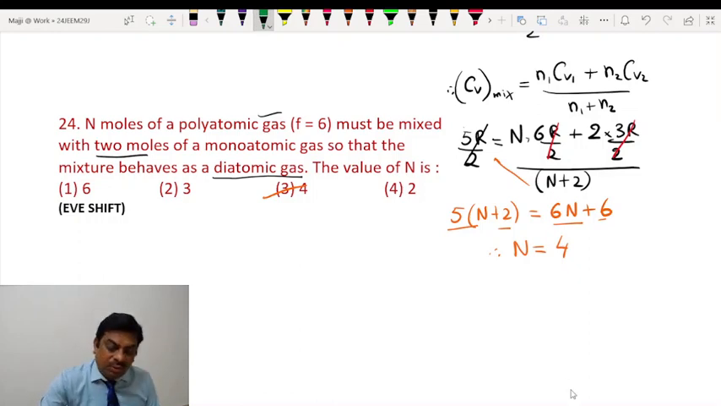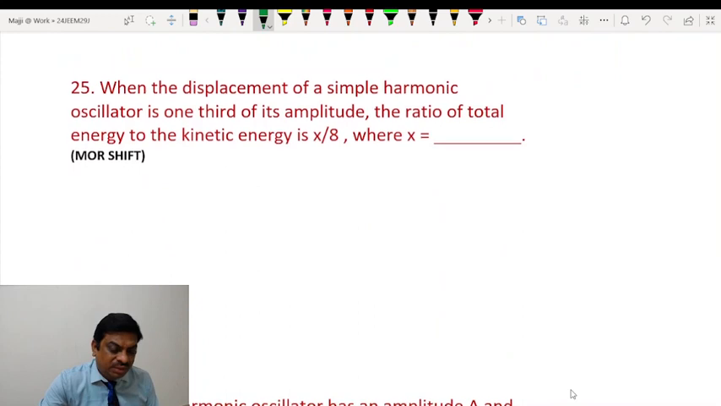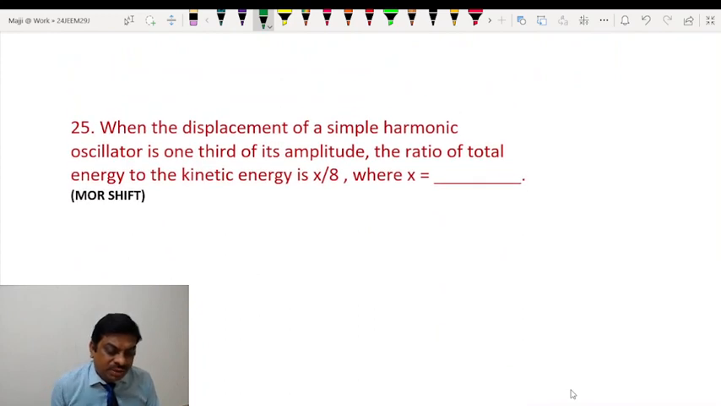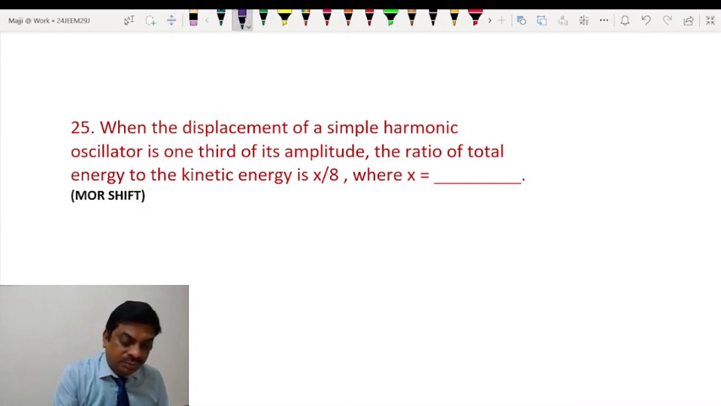Okay students, moving on to the next question. Question 25. When the displacement of a simple harmonic oscillator is 1/3 of its amplitude, the ratio of total energy to kinetic energy is. So, you can see I'll draw a rough diagram so that you understand it.